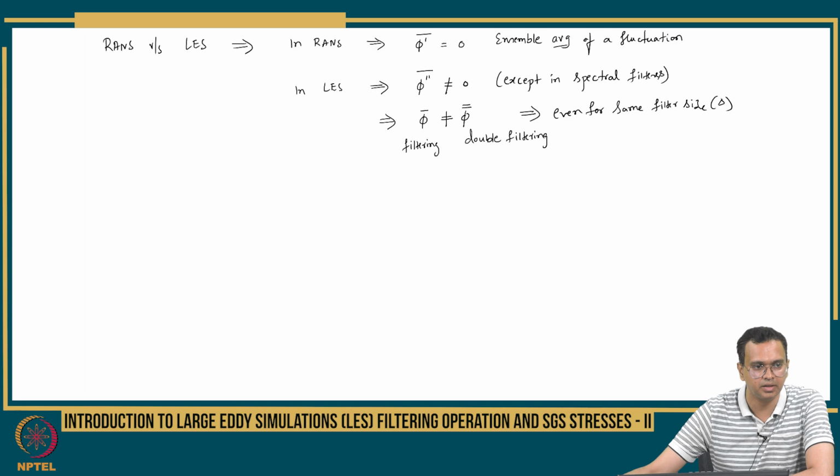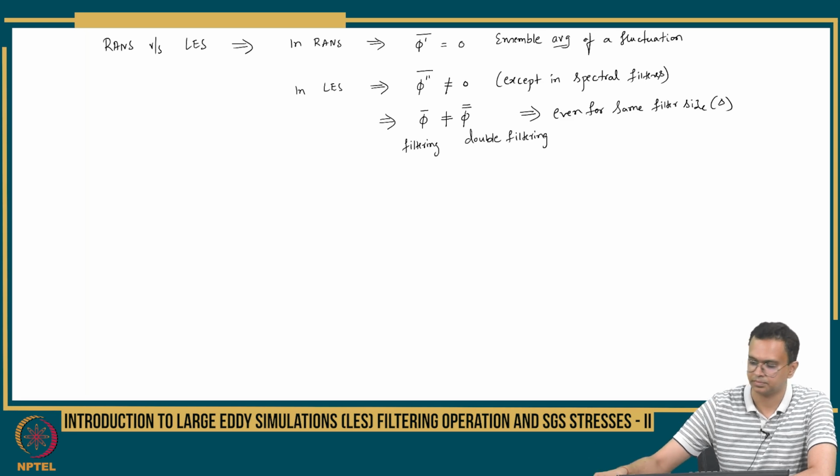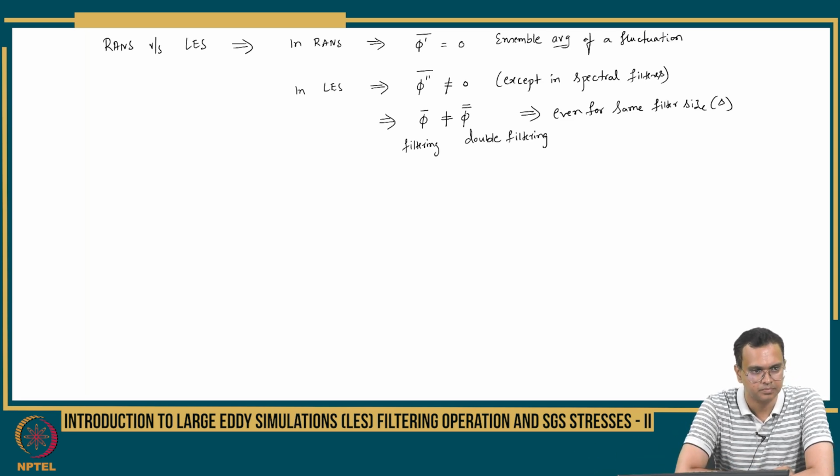Why are we filtering phi prime? Phi prime is the fluctuation, the turbulent fluctuation. Yes. Why are you doing what? Complete the question. I want to filter the signal.